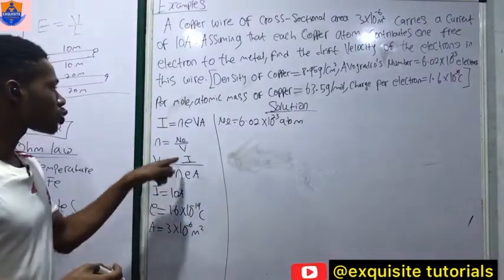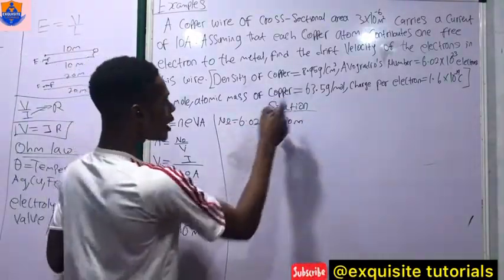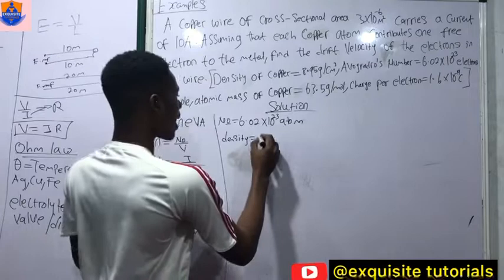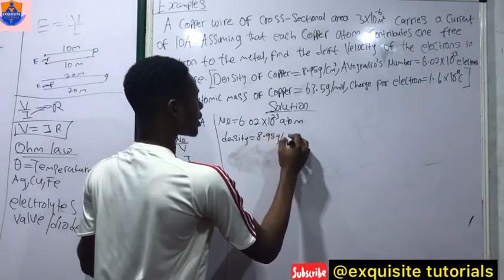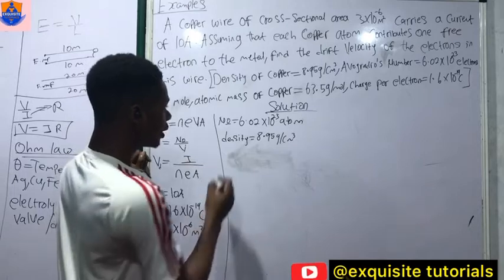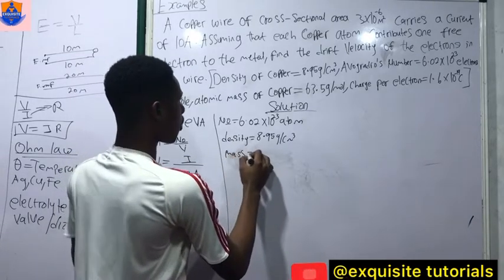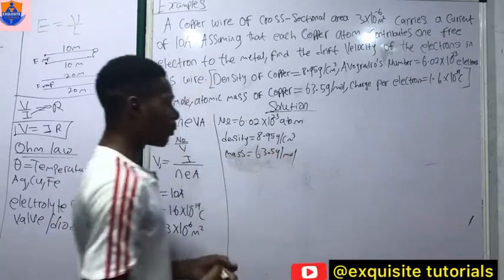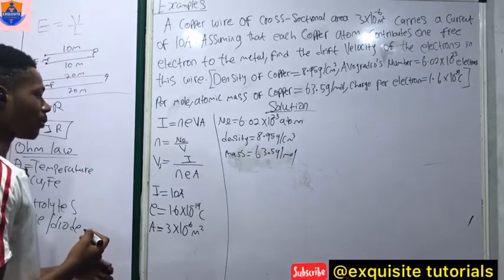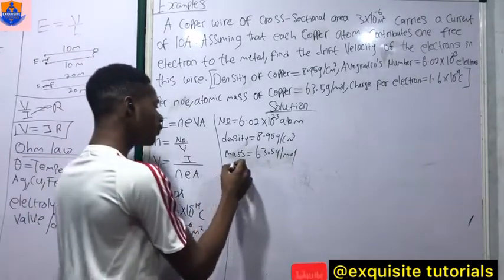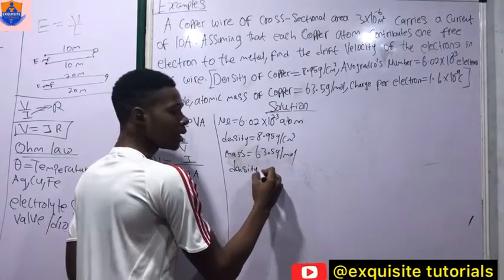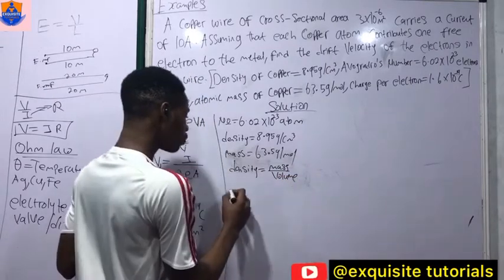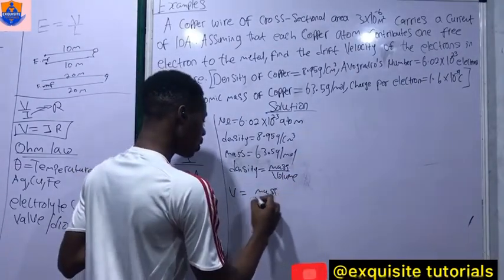Now, let us obtain the volume. How do we obtain the volume? We are given the density of copper as 8.95 gram per cm cube, and we are also given the mass of copper as 63.5 gram per mole. Now, let's obtain the volume. Recall that density is equal to mass over volume. So volume is equal to mass over density.